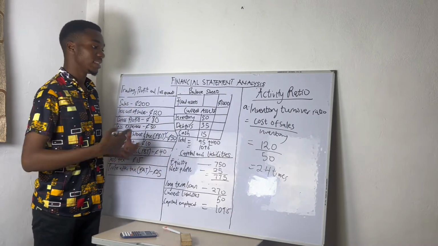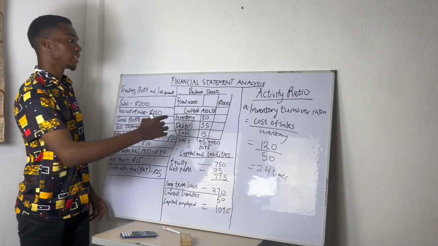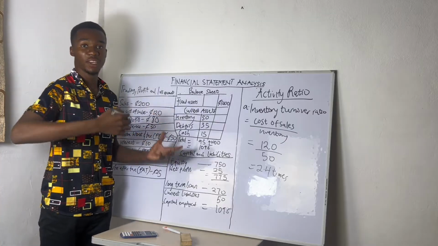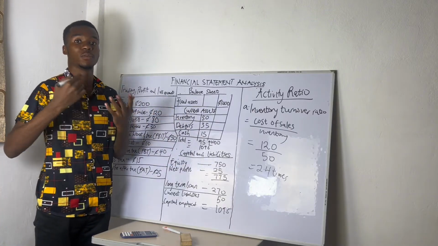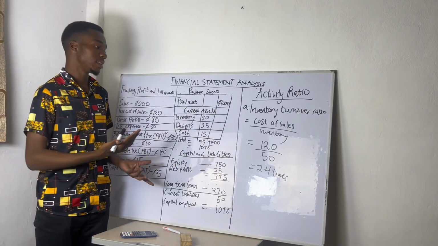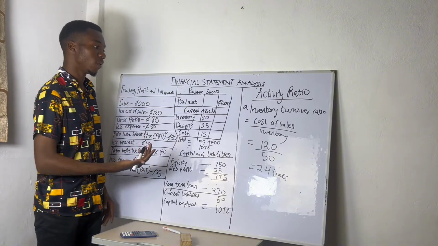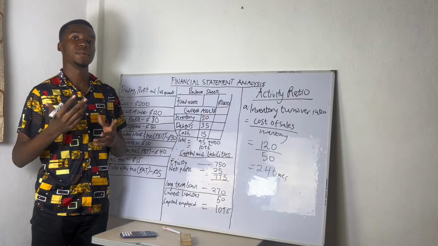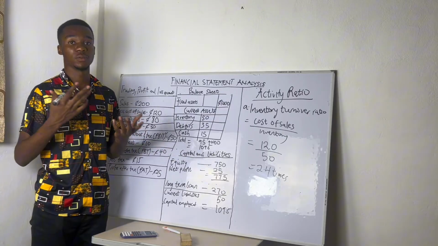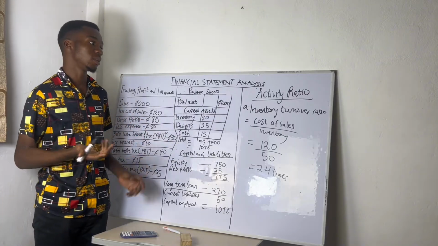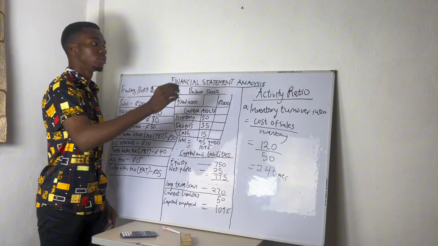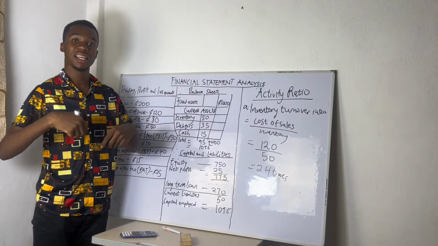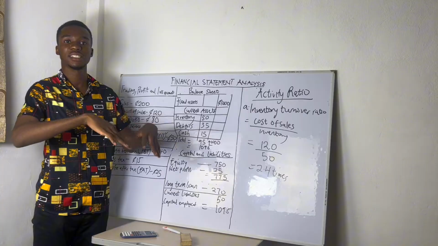So let's say it's a year or a month. It means it has been able to transform its inventory to actual sales 2.4 times. If it's a day, it has been able to transform its inventory to actual sales 2.4 times. If it's a month, it means in a month it has been able to do that 2.4 times. If it's a year, 2.4 times. So that's for inventory turnover ratio. You want to see if the company is actually selling its products, or the products are just lying there.